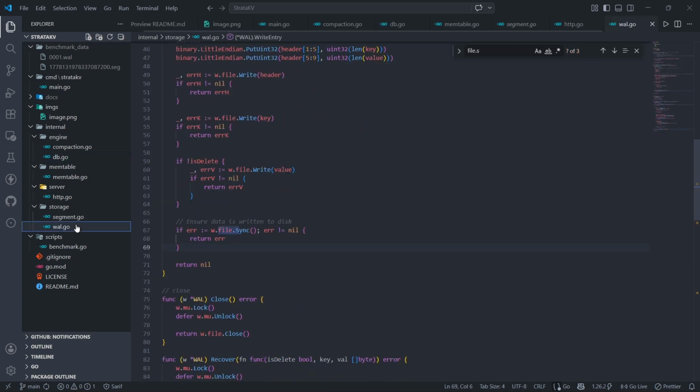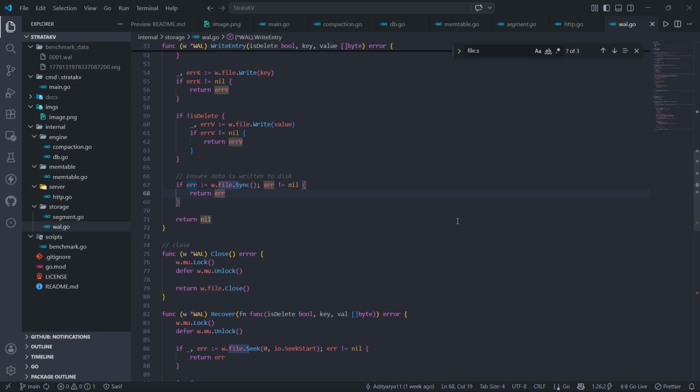Also, wal.go has file sync. The trade-off here is that synchronous fsync calls significantly reduce the throughput because, as you can see, it is synchronous in nature. It especially reduces throughput on Windows NTFS, as we will see in benchmarking.